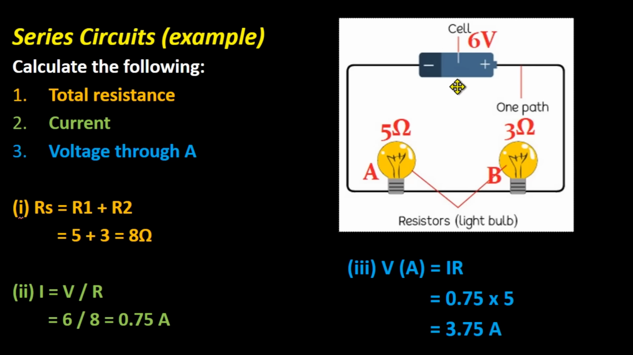out of each component. So the voltage through A will be equal to V equals IR. And remember, the current is going to be the same through A, B, and the battery. So you're going to use the same value here, 0.75 times 5. And this will be 3.75 volts. If you want to do it for B, it will be 0.75 times 3. And that will be 2.25. And if you actually add the voltages of A and B, you will get 6 volts.